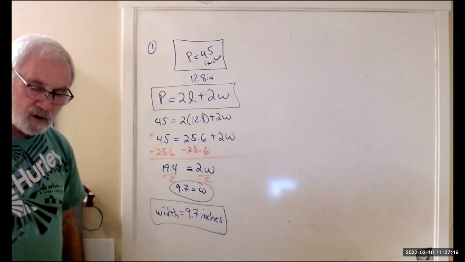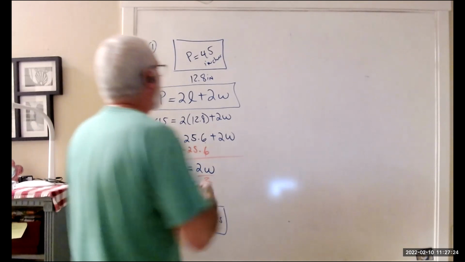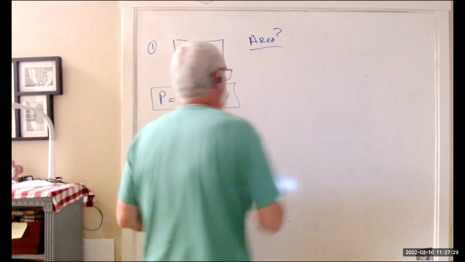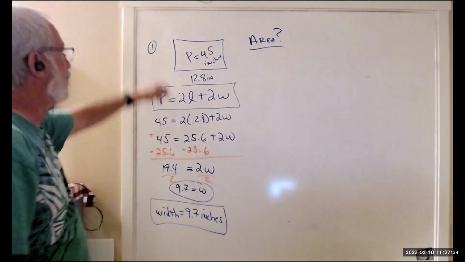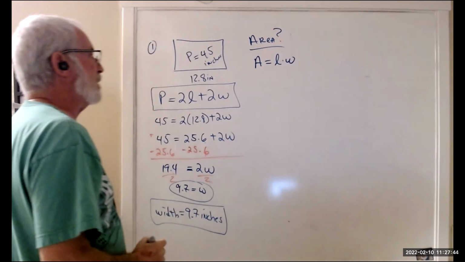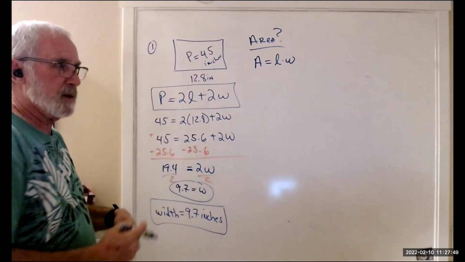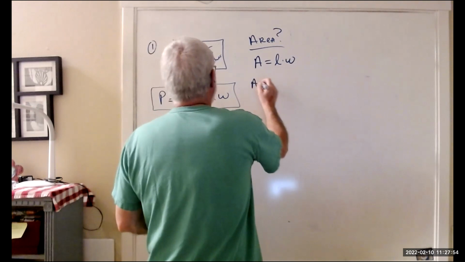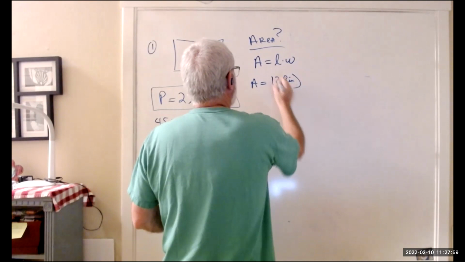All right. Second half of the problem says, what's the area? Okay, so problem number one says, what's the area? So you, out of thin air, have to go, oh, what's the formula for the area of a rectangle? Okay, and so you write the whole thing. Area is length times width. That's the formula. It's not just length times width. It's A equals length times width. Now, what do we put in? Well, we have A equals 12.8 inches times 9.7 inches.